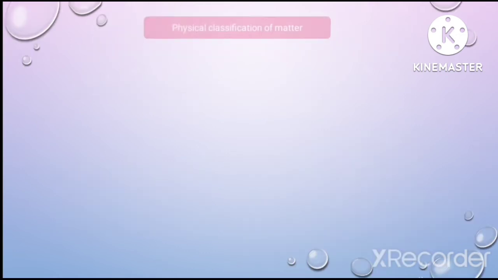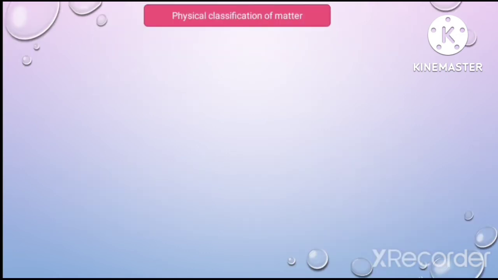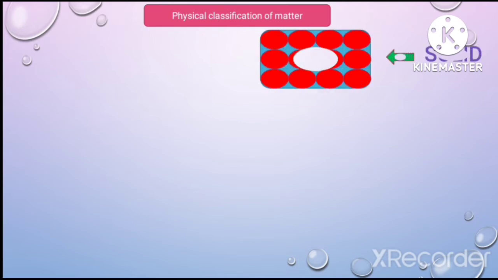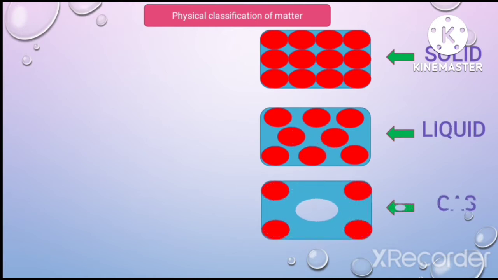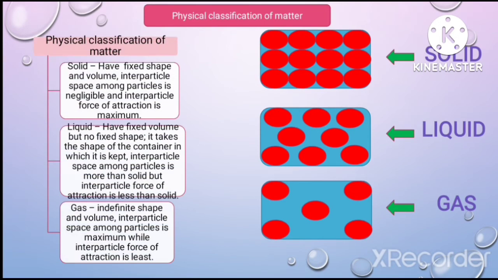Now let's learn the physical classification of matter. On the basis of this classification, matter is classified into three types: solid, liquid, and gas. Now let's learn the properties of these three states of matter. On the basis of physical classification of matter, the matter is classified into solid, liquid, and gases.